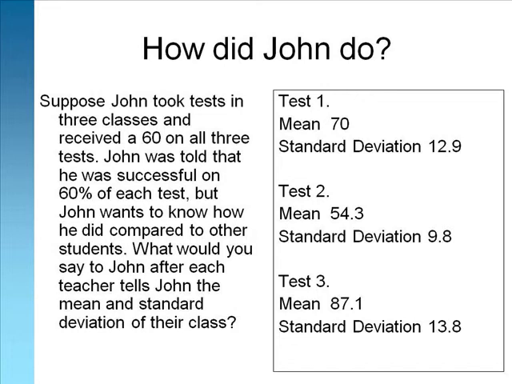Is there another way to answer John's question about how he compared to other students on each test if each teacher tells him the mean and standard deviation of their class? Yes, we can convert John's 60s to another standard score called a z-score. Z-scores use the mean and standard deviation and assume that the underlying data is normally distributed.